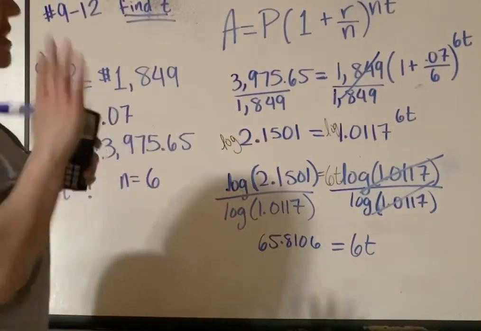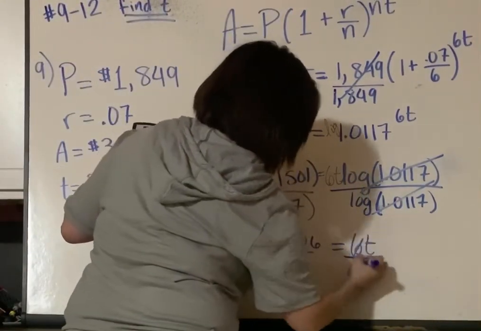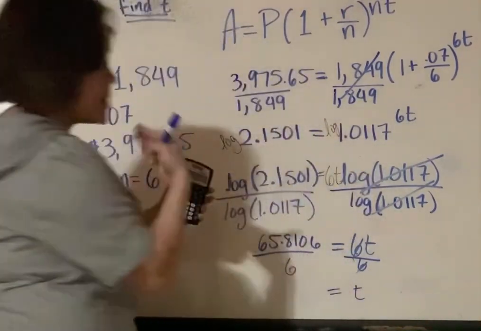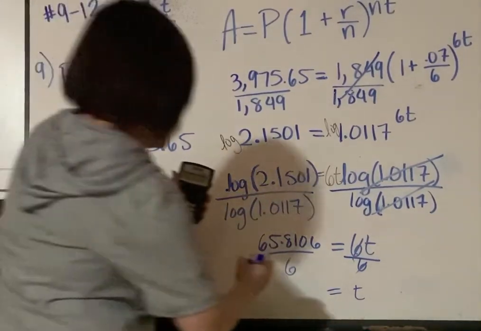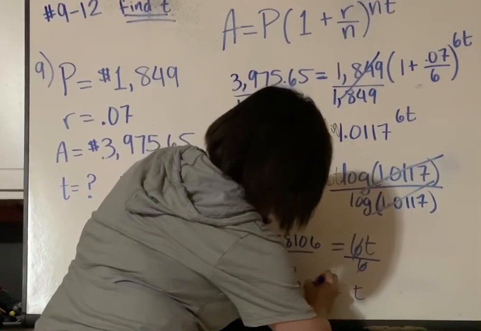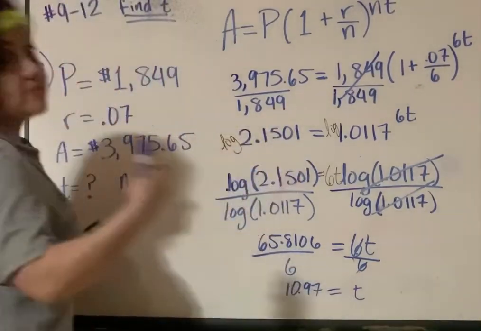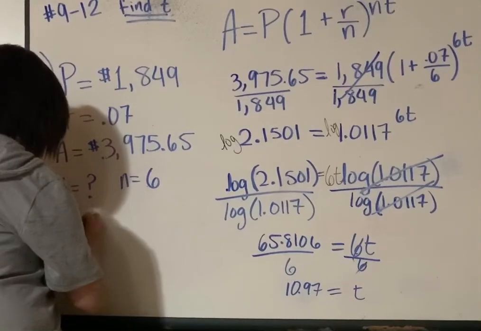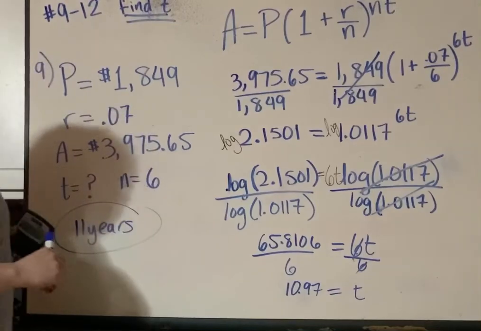I'm going to leave it in the calculator because I have only one step to go, and my t will be done. If I divide both sides by 6, my t is now solved for. So I'm going to keep that whole number and just hit divide by 6. And there we have it: 10.97. Well, it's asking for the number of years. t is 10.97. Round it, so we're going to say 11 years, which is our answer. And that's how we got it.